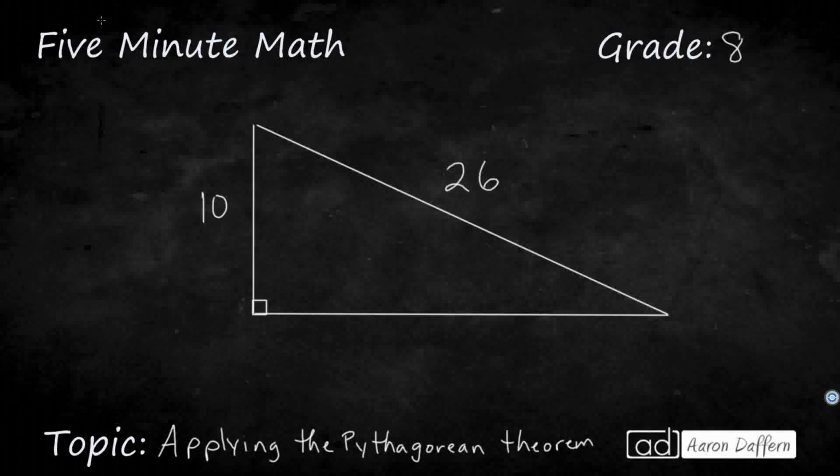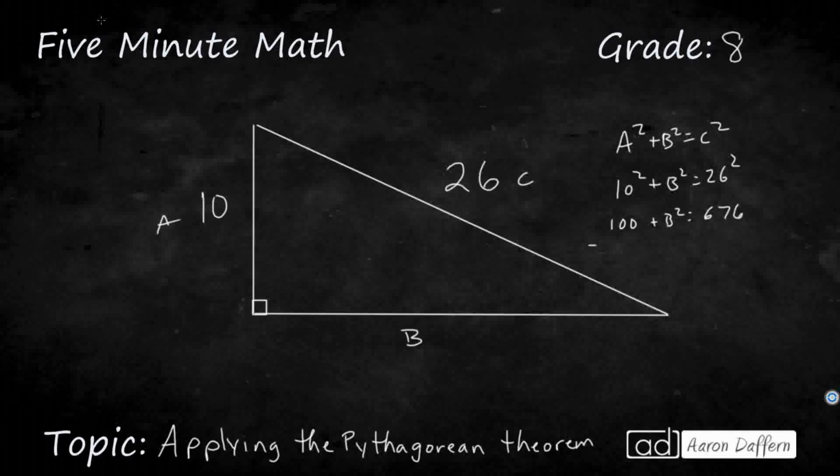Sometimes they give you just a basic right triangle, and you have the hypotenuse and one of the legs. You're needing to find the other leg. So let's write this down here. A squared plus B squared equals C squared. So we're going to call this A, we're going to call this B, we're going to call this C, and we're going to solve for B. So we can say 10 squared plus B squared equals that C squared, that's going to be 26 squared. Well, I know that 10 squared is 100. 26 squared is 676.